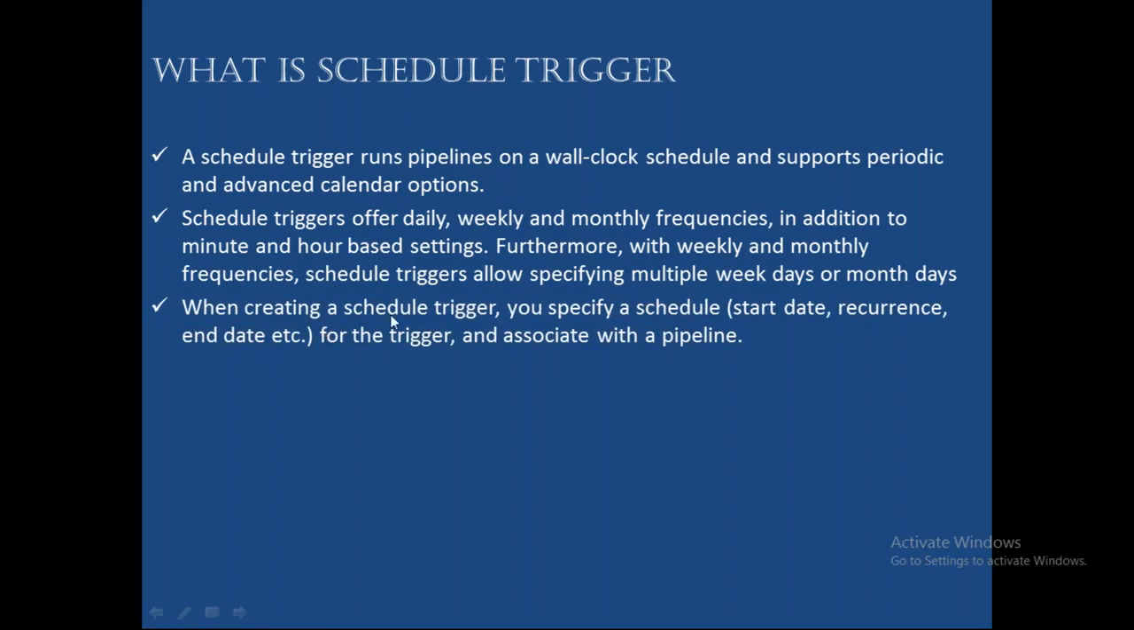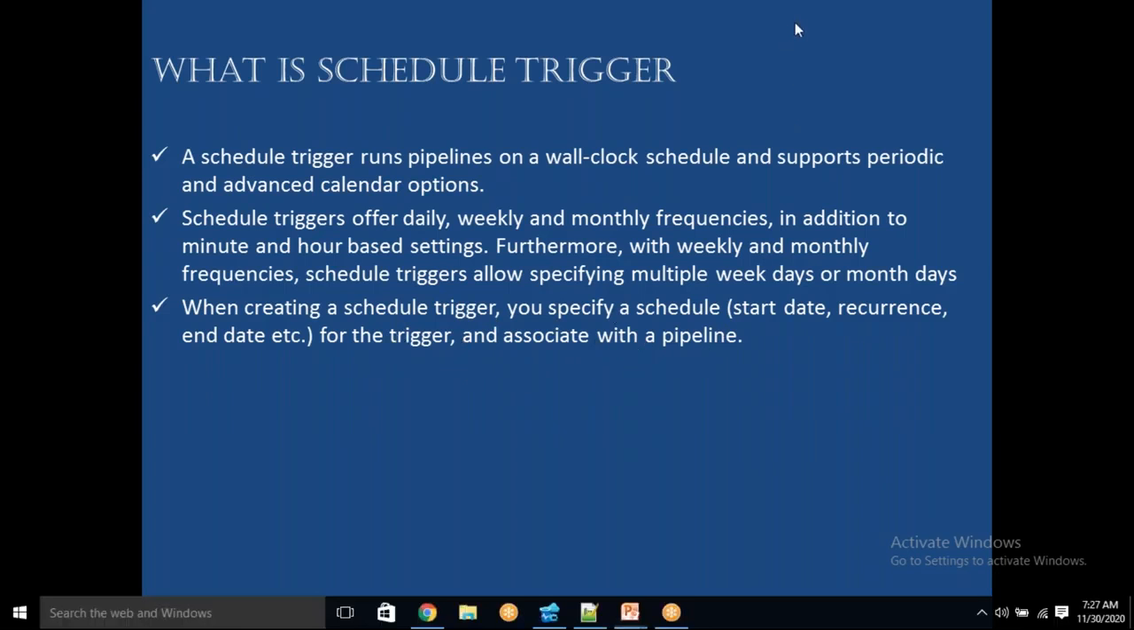Okay, fine. When creating a schedule trigger, you specify a schedule, start date, reoccurrence, and end time for the trigger, and associate it with a pipeline. So you need to create a trigger, and in the schedule trigger, you need to mention start date, reoccurrence, and end date. End date is optional. Reoccurrence means, do you want to repeat the same execution daily or hourly or in minutes or monthly or weekly, something like that. That reoccurrence you need to tell. Next, that particular trigger you need to associate with a pipeline.